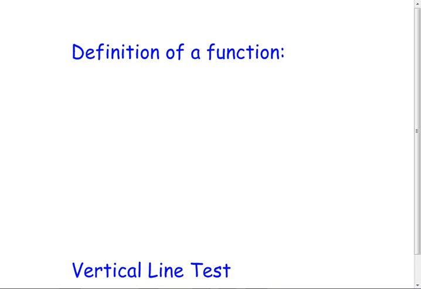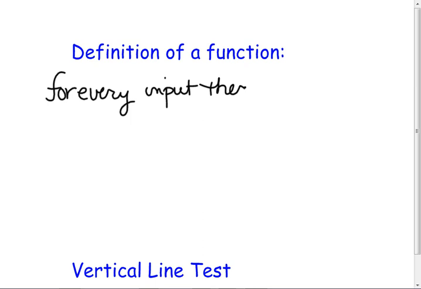Do you remember what a function is? For every input, not just there is an output, there's exactly one output, which means there's only one. For every input, there is exactly one. Not two, but exactly one. It also means there has to be one.